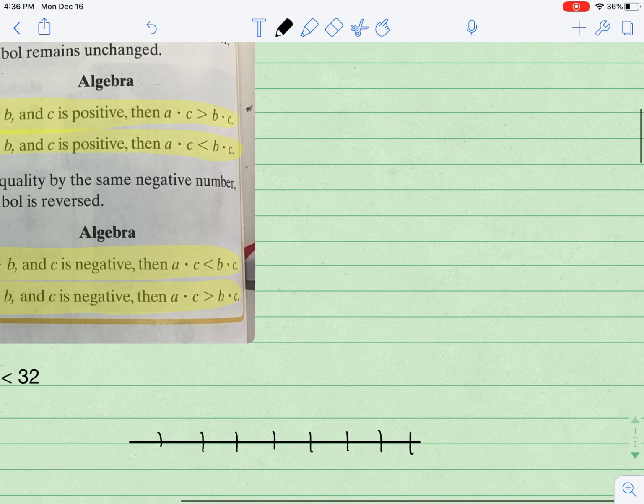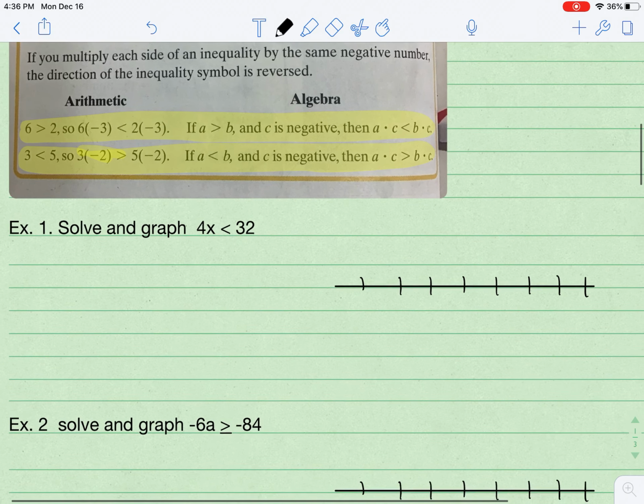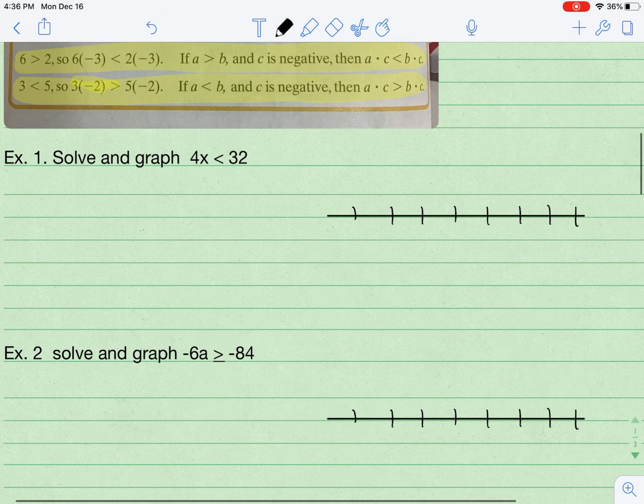Okay, so let's do a couple of these and graph them. So we've got 4x is less than 32. So once again, we need to get rid of the 4 that we're multiplying the x by. So to get rid of multiplication, we divide. And we're going to divide by the number or the coefficient in front of the variable. So this gives us x over here. And then 32 divided by 4 is going to be 8. So x is less than 8.